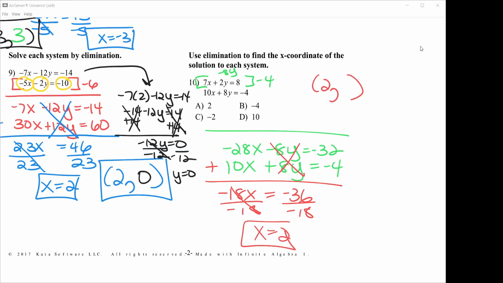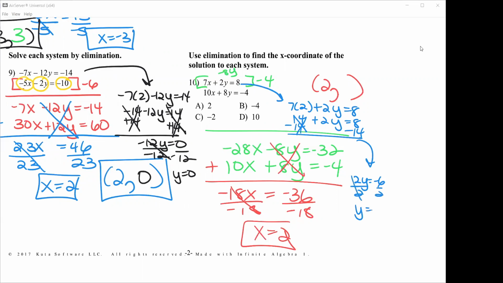So now to figure out the y's, you could use any of the equations. I'm just going to use this top one here. So 7 times 2 plus 2y equals 8. So I subtract 14 from both sides, and I'm getting a little bit messy here. So I'm going to have 2y equals -6. So you end up with y equals -3. So the answer is 2, -3.